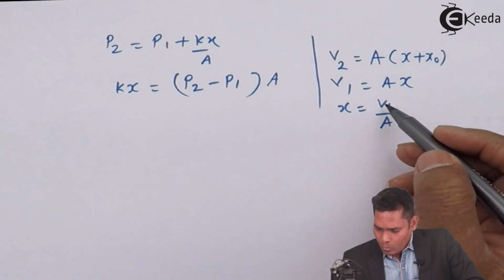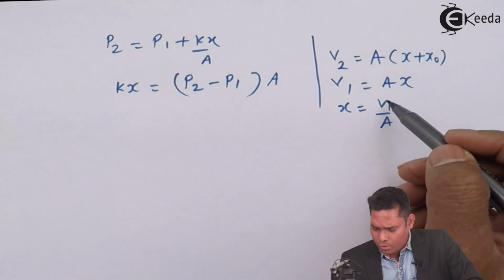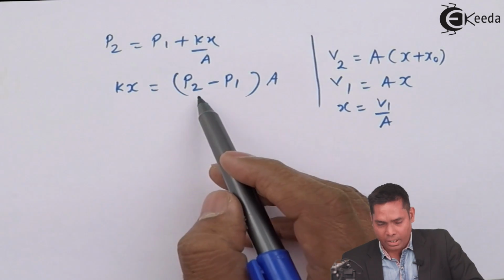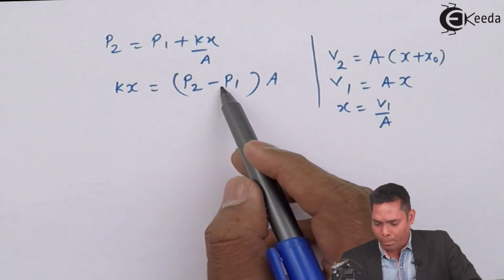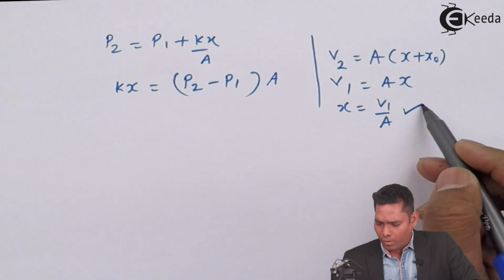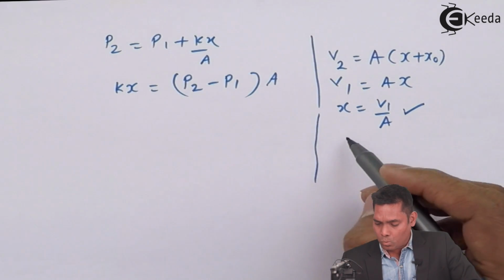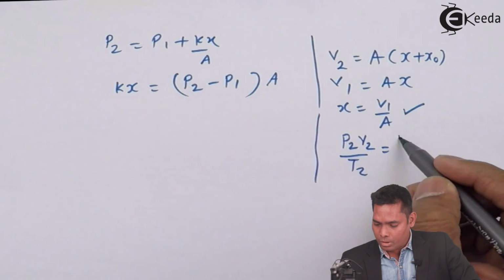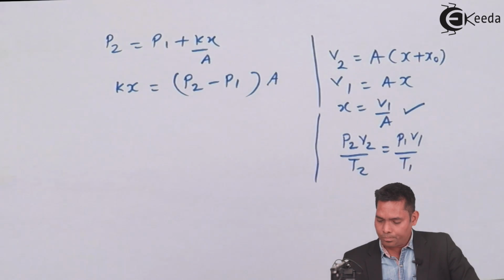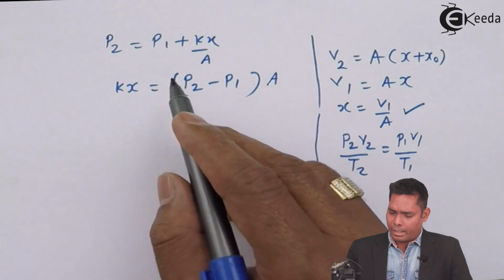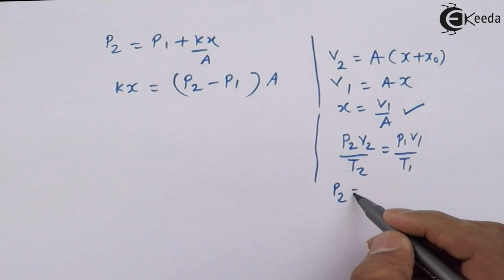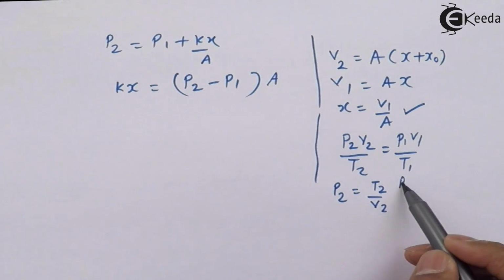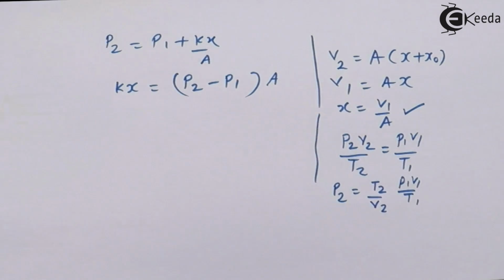And I have to write this expression in terms of P1 V1. So in place of X, I'll write this in the expression for energy, and this P2 is to be replaced in terms of P1. We know that P2 V2 by T2 is P1 V1 by T1. So from here I can get P2. P2 is T2 divided by V2, and P1 V1 by T1.